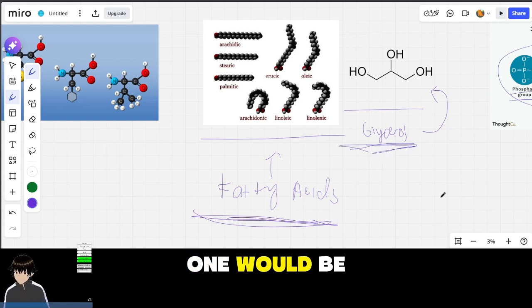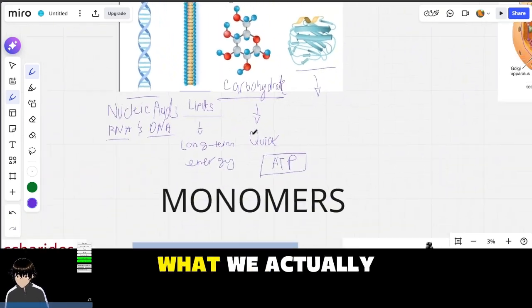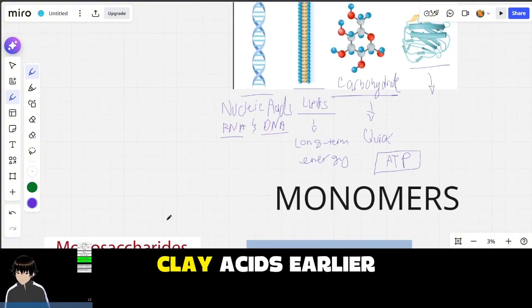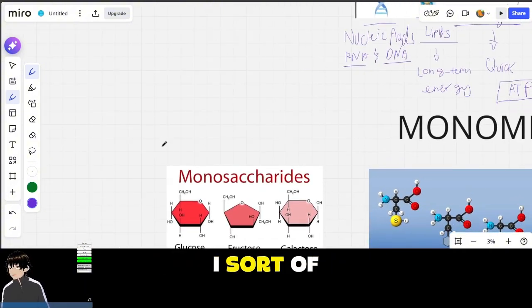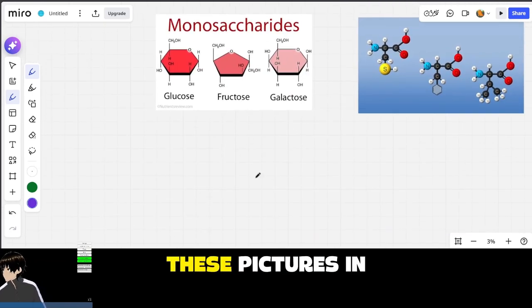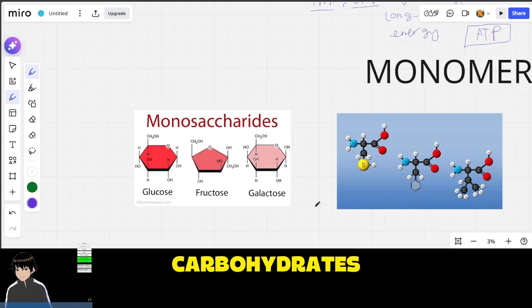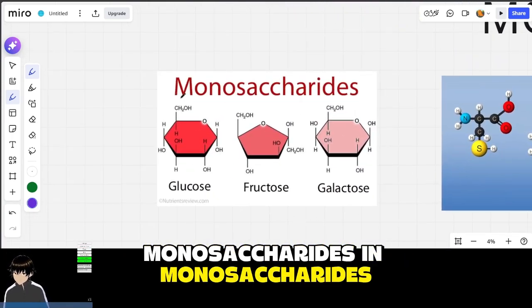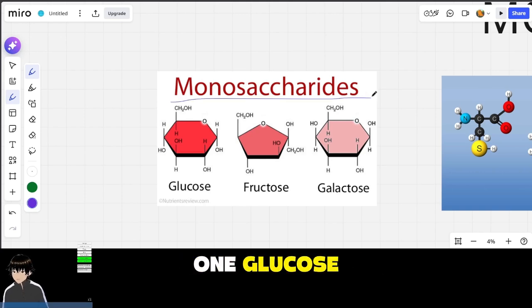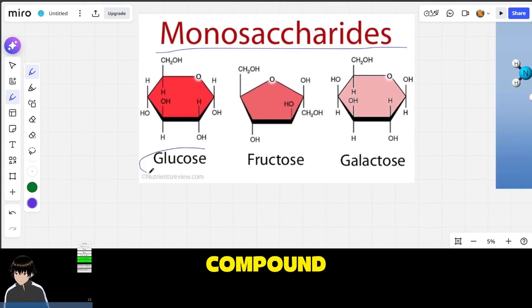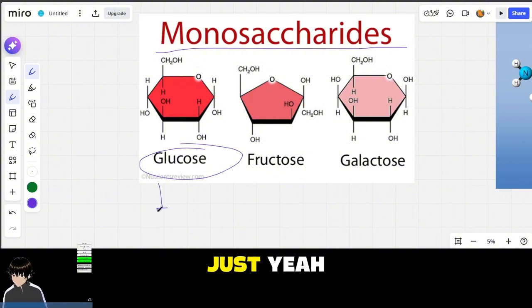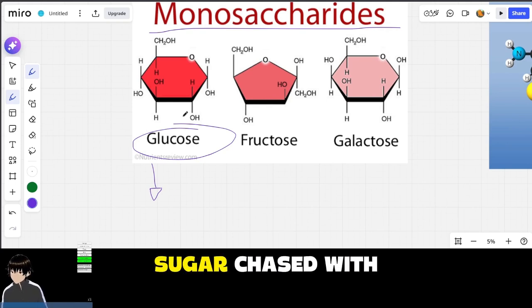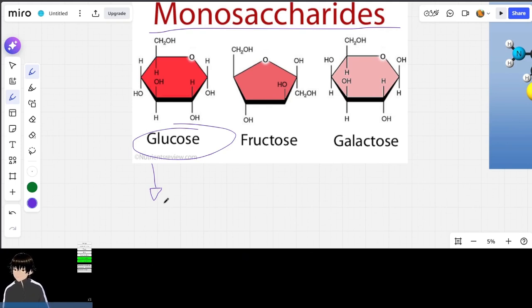So the third one would be carbohydrates, and this is what we actually mistook for the monomer of nucleic acids earlier, because I got confused with the order that I put these pictures in. So we have carbohydrates, and monomers of these carbohydrates are monosaccharides. And monosaccharides, you probably know the first one, glucose. Glucose is basically just a chemical compound. It is basically just sugar.